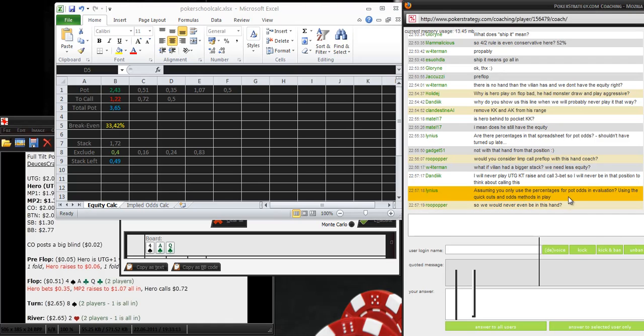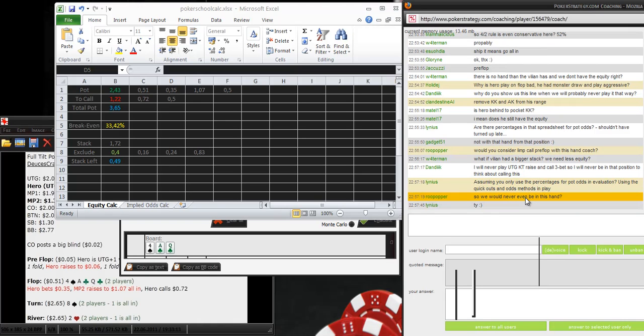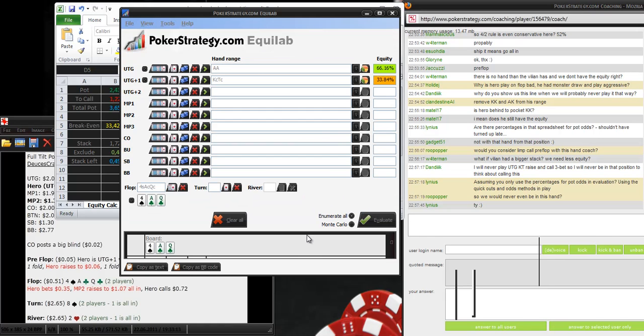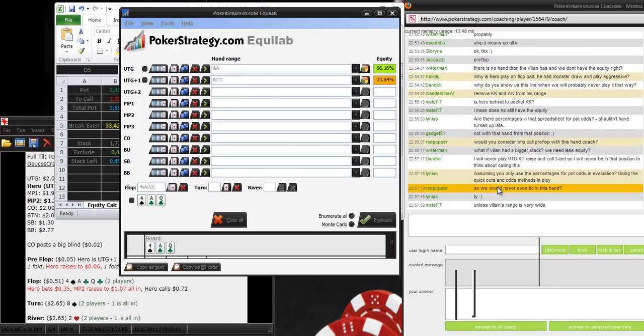Assuming you only use percent for pot odds in evaluation, and using the quick outs method in play: yep, outs are much easier to use in play, but I'm used to using only the percent, since Equilab tells me everything in percent.